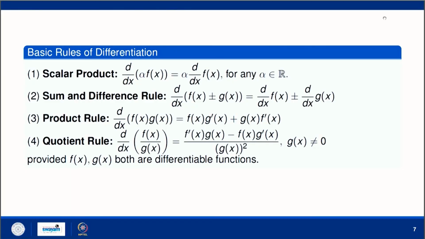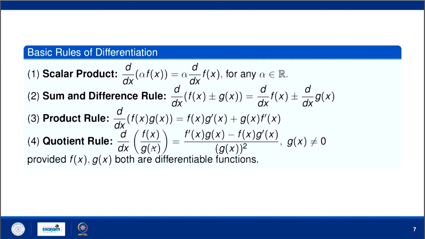These are some simple rules of differentiability for single variable functions. d by dx of alpha times f is the same as alpha times d by dx of f(x). The derivative of the sum or difference of two functions is d by dx of the first function plus or minus d by dx of the second function. d by dx of f into g is equal to the derivative of the first function times the second function plus the first function times the derivative of the second function; this is the product rule.